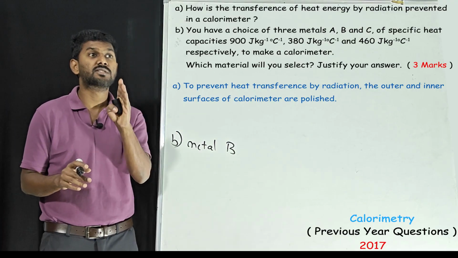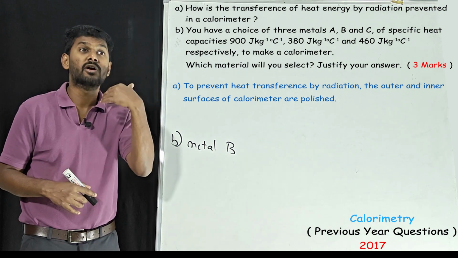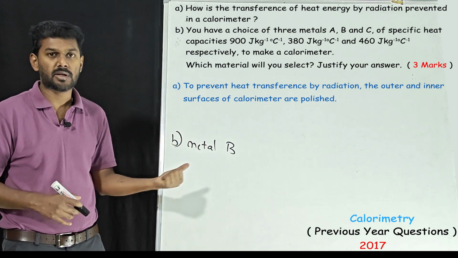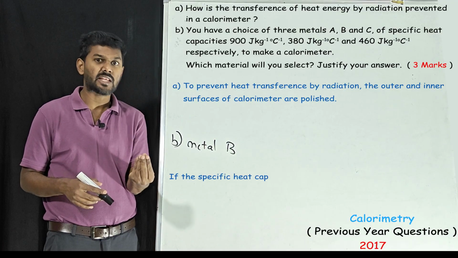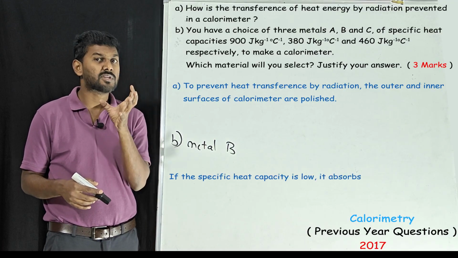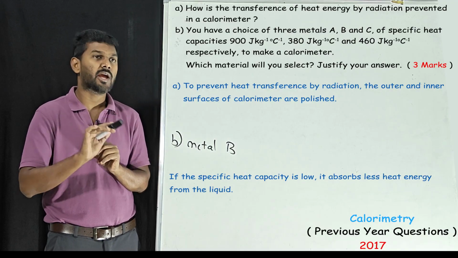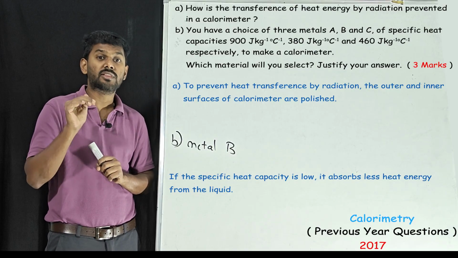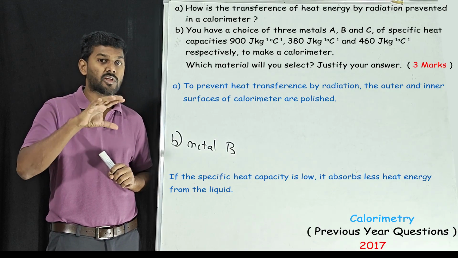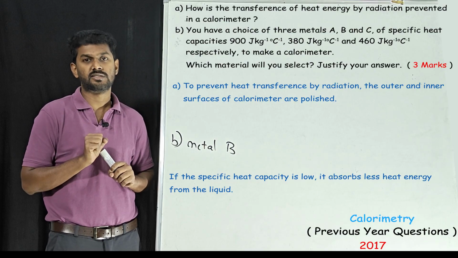Then we have to justify our answer. We have selected the metal. Now we have to tell them why we have selected this metal. Very simple. If the calorimeter has less specific heat capacity, it absorbs less heat energy from the liquid. If you write this much, you will get full marks. That is why we always select a metal with low specific heat capacity. If the specific heat capacity is low, it absorbs less heat energy.